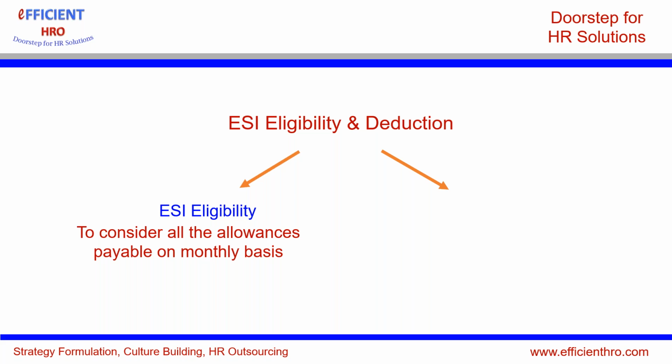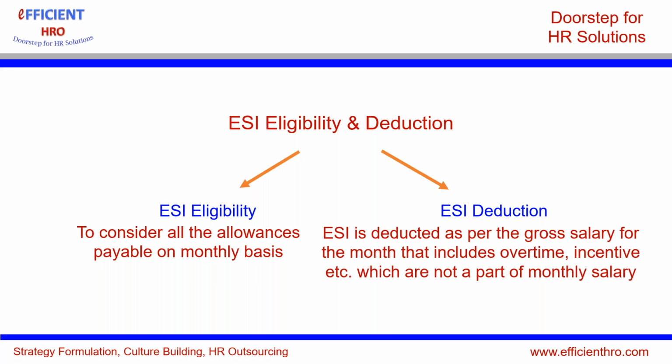But when it comes to the actual ESI deduction, it happens on whatever salary is paid during that month. For instance, if an employee is getting basic, HRA, conveyance, medical, washing allowance plus special allowance, then except washing allowance, the remaining 5 components will be considered part of gross salary. If that gross salary is less than 21,000, he will get covered under ESI.